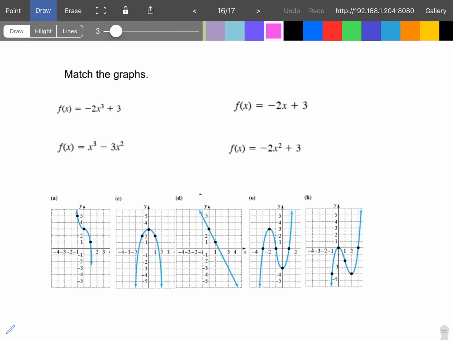All right, this last part, you are going to match the graph with the function. So if you would pause this and see what you can do as far as matching them up and then turn it back on, that would be best for you to get some practice.